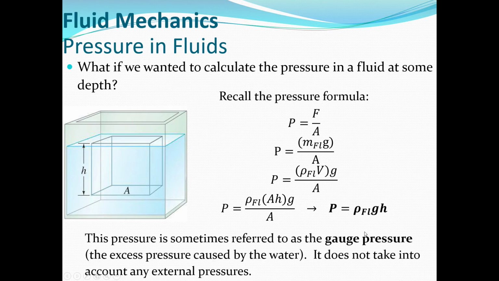Now, this is usually referred to as gauge pressure, or another way of saying it is excess pressure. What this is mainly saying is how much extra pressure there is based off of the water. This is not the same thing as absolute pressure, which takes into account all other pressures that exist. You'll see why in a second, why this is called gauge pressure.